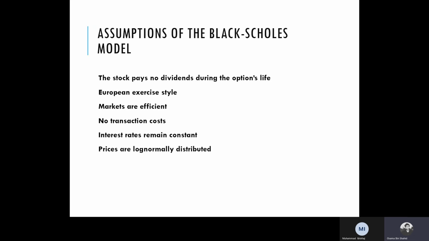And the last one is that prices are log normally distributed. This means we assume that the prices of the stocks follow the log normal curve. Actually, to some point we do see that, because if we shrink down the time of the stock prices to a certain point, they are normally distributed.